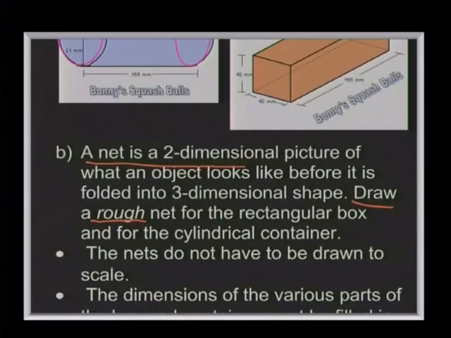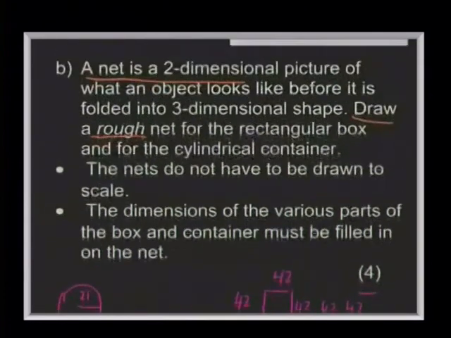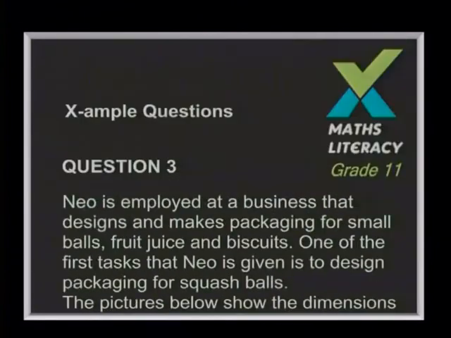Now we need to fill in our values. What values do we have? We've got our length and breadth of our square is 42 millimeters. Each one of these has to be 42 millimeters, and we can fill it in at the bottom as well. And lastly, our height of our shape was 165 millimeters. And that's our net. That is, if we had to fold this back up, we would end up with the shape that we had on top. So let's move on to the next part of the question.